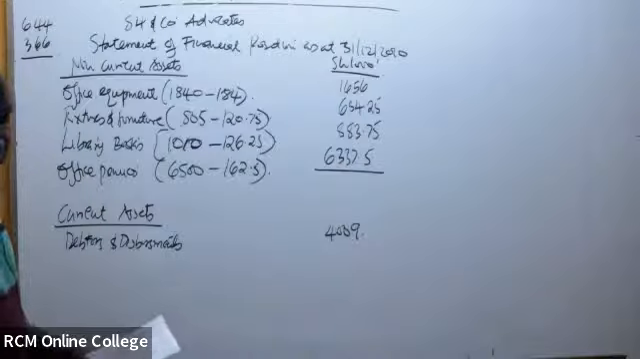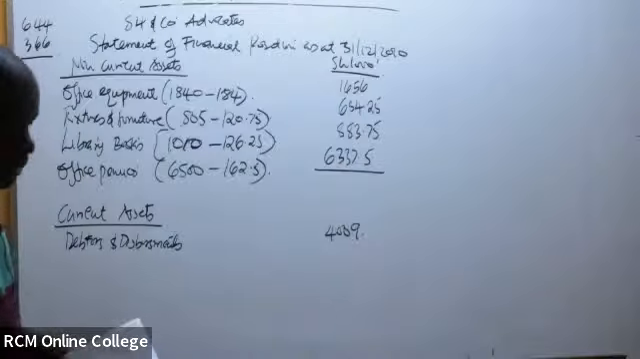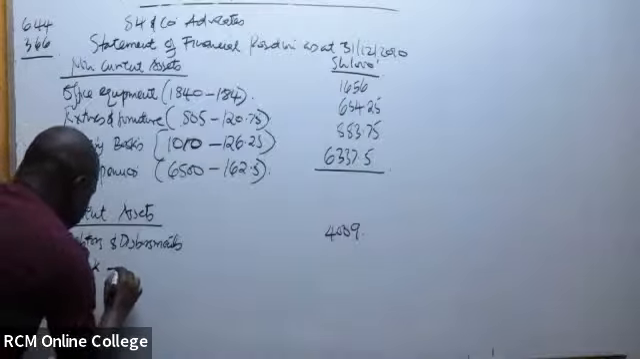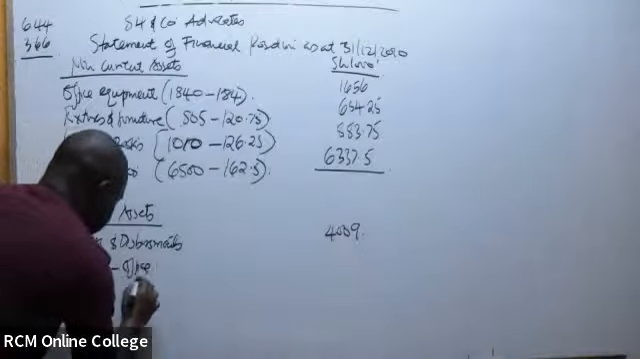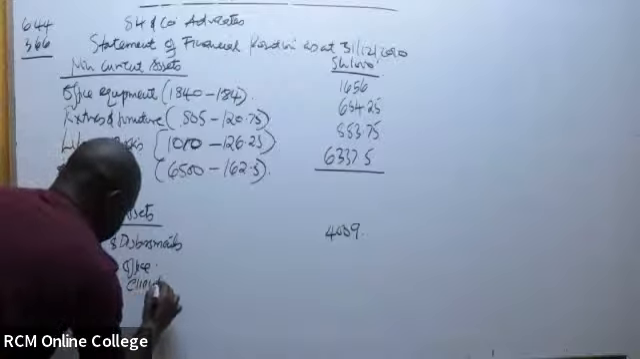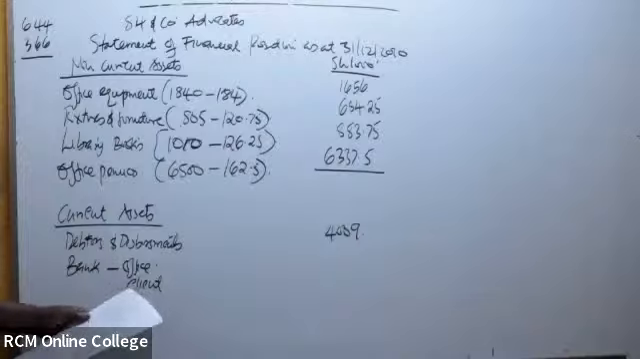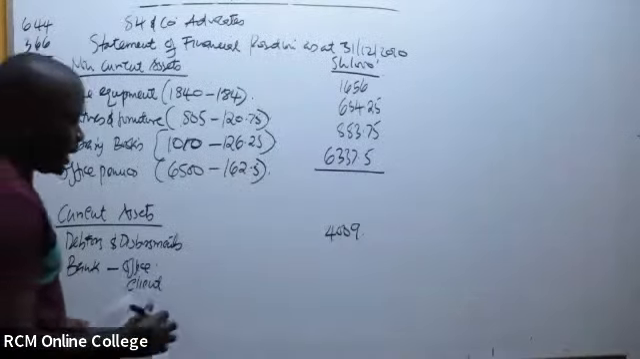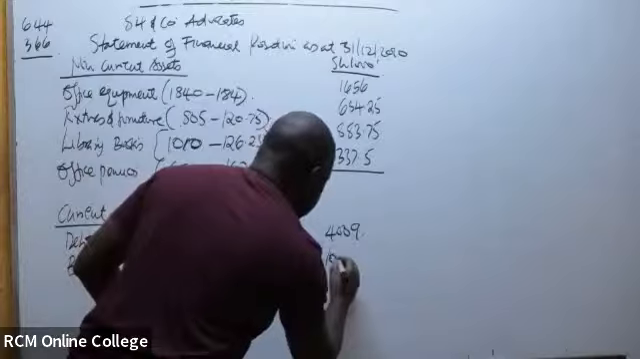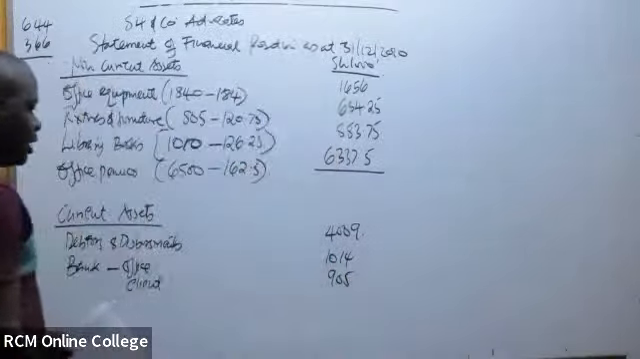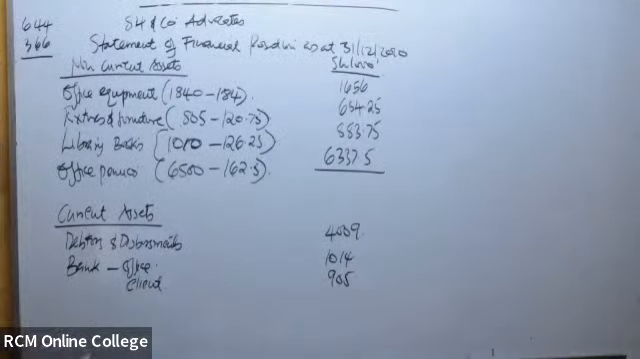Then you have in this case bank. The bank balance, also I told you it will come here. The bank balances we have for the office and of course also for the client. Both of them will come here. So for the office, it was 1014. For the client, it was 905. So I think it was like that.